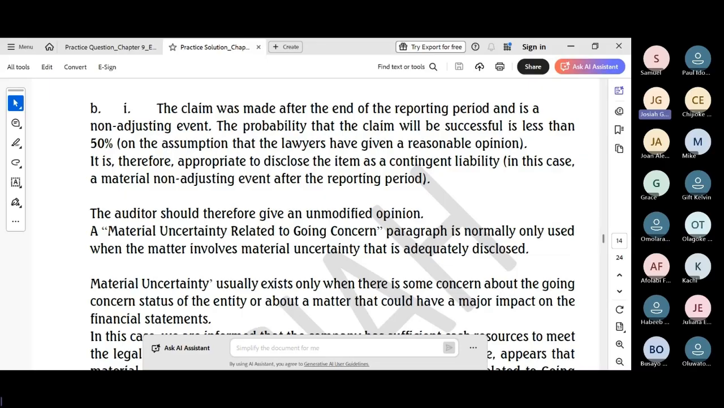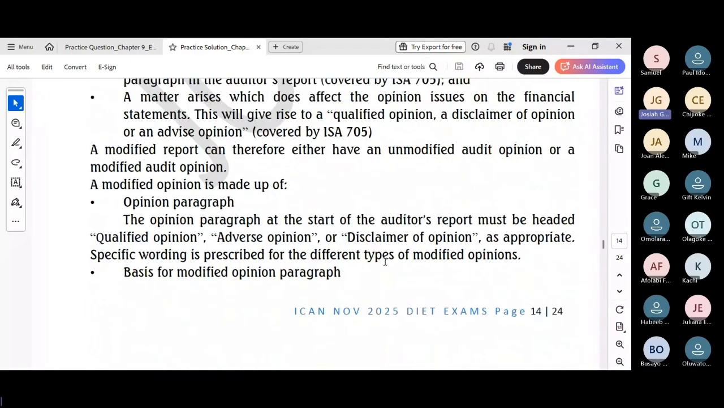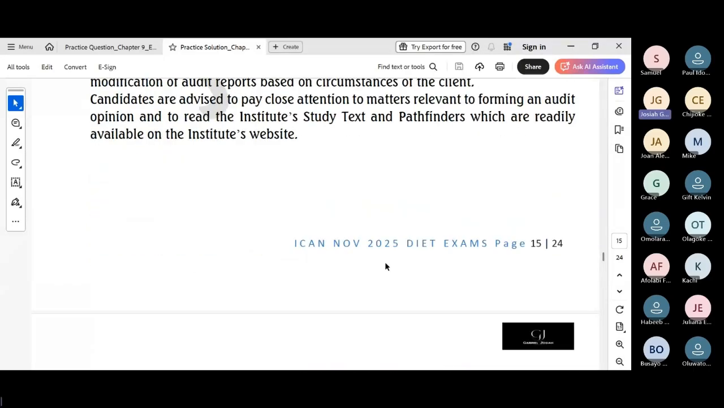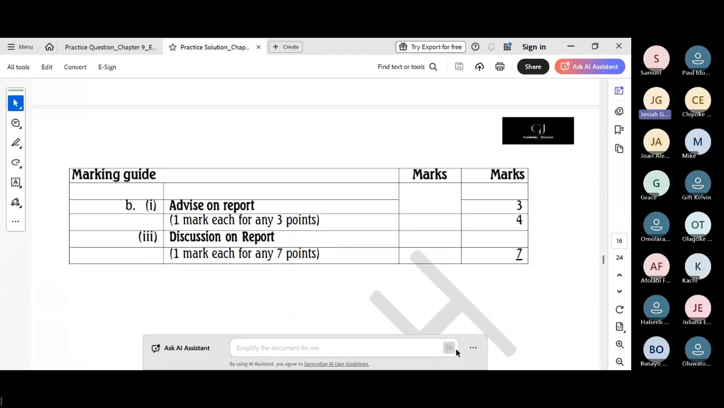All right, so let's look at the marking key now. A long answer. Let's look at the marking key and the kinds of points. From the marking key, the first part requires 3 points for the 3 marks in that first aspect, and 7 marks. Then 4 marks for the other ones.